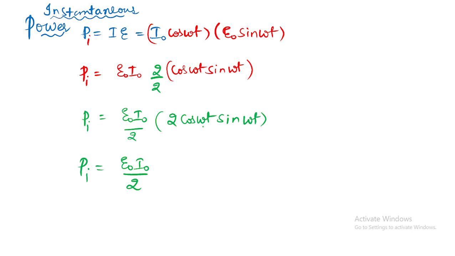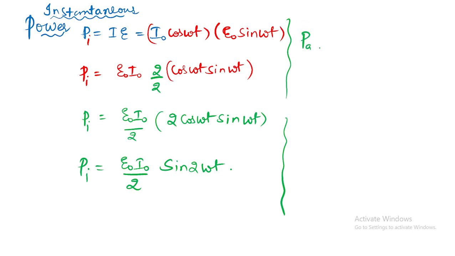It is sine 2 theta, right? Yes or no? So the total function will become sine of 2 omega t. Am I correct? Yes or no? Now I will try to write the average power. Average power. Yes or no?